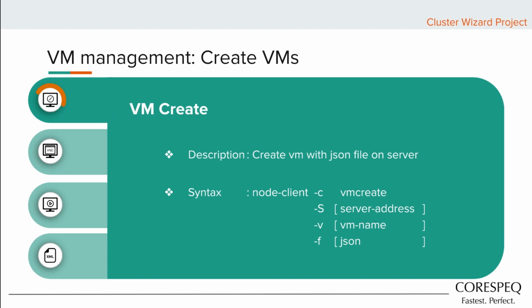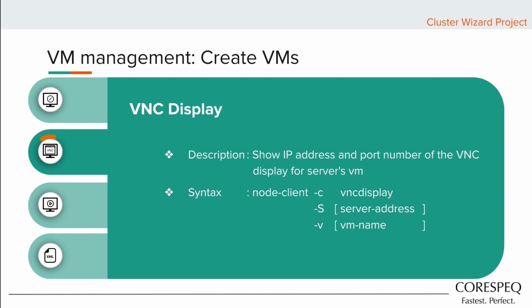The VM create command creates a VM using the specified JSON file. This command needs the server address, VM name, and the JSON file as the inputs. The VNC display command shows the IP address and port number of the VNC display for the server's VM. This command needs the server address and VM name as the inputs.